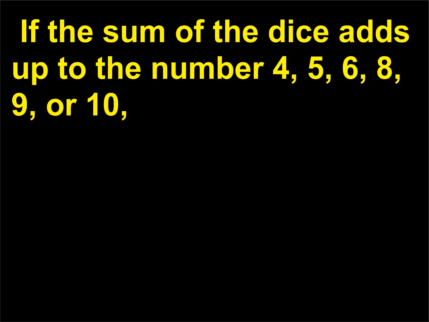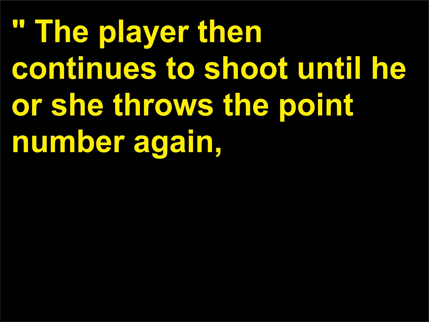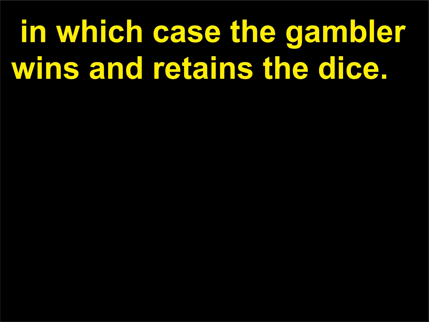If the sum of the dice adds up to the number 4, 5, 6, 8, 9, or 10, that number becomes the thrower's point. The player then continues to shoot until he or she throws the point number again, in which case the gambler wins and retains the dice.